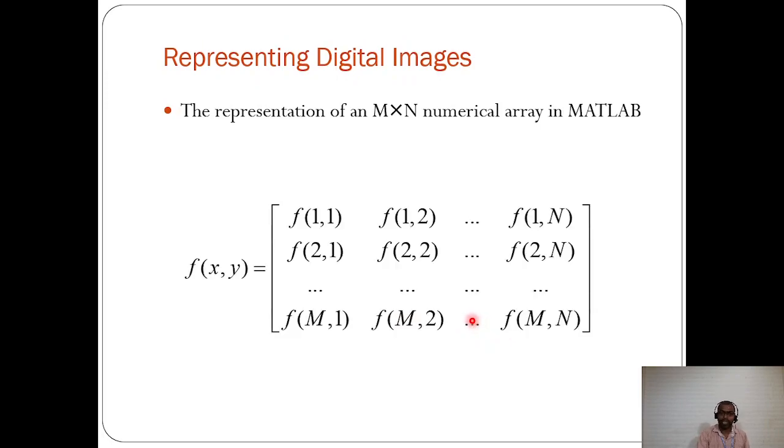The next representation of the particular array, in MATLAB, uses f of 1 comma 1, f of 1 comma 2, up to f of m comma n.